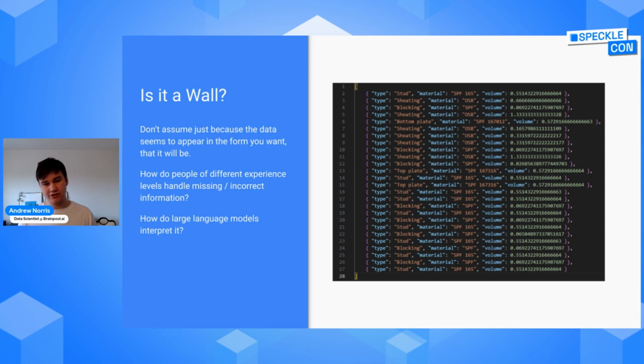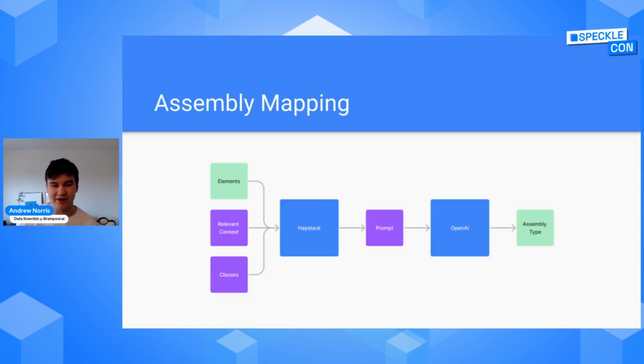And in this case, it was. If you send a list of objects like a stud, sheeting, blocking, and bottom plate to a large language model, it will be able to identify that this is a wall, as long as it is given the correct amount of context and the correct classes for the output.